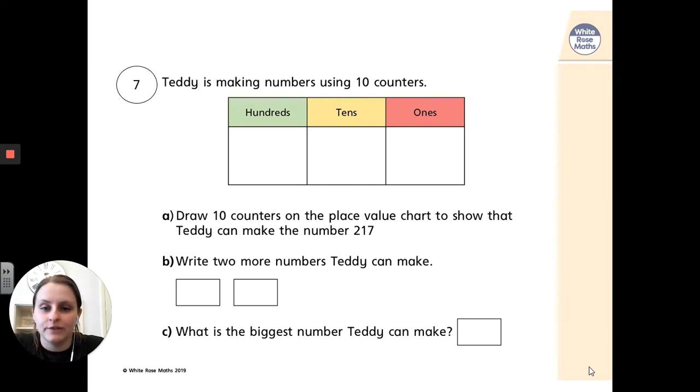Draw 10 counters on the place value chart to show that Teddy can make the number 217. So can you use your 10 counters to make that number? That's your first one.